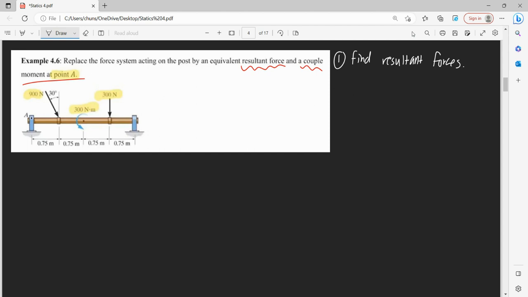Let's call this F1. Then F1x is equal to 0, we have no x component. Then F1y is equal to negative 300 newtons because we are going downwards. Let's call this F2. Then F2x is equal to our sine, so that's 900 sine 30, and this would be in the positive x direction. Then our F2y is in our negative direction, and that's 900 cos 30.